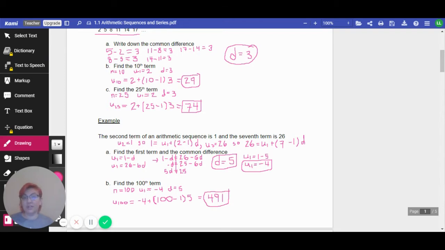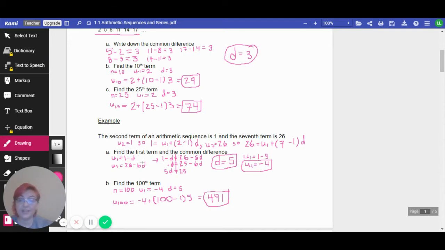Now, substitution tells me that if two things are equal to the same thing, then I can just make them equal to each other. So if u1 equals 1 minus d, I can then substitute that in for u1 here, which is what I did. 1 minus d equals 26 minus 6d. I then subtracted 1 from both sides and got negative d equals 25 minus 6d. I then added 6d to both sides and got 5d equals 25. Dividing by 5 gave me the common difference, which was 5.